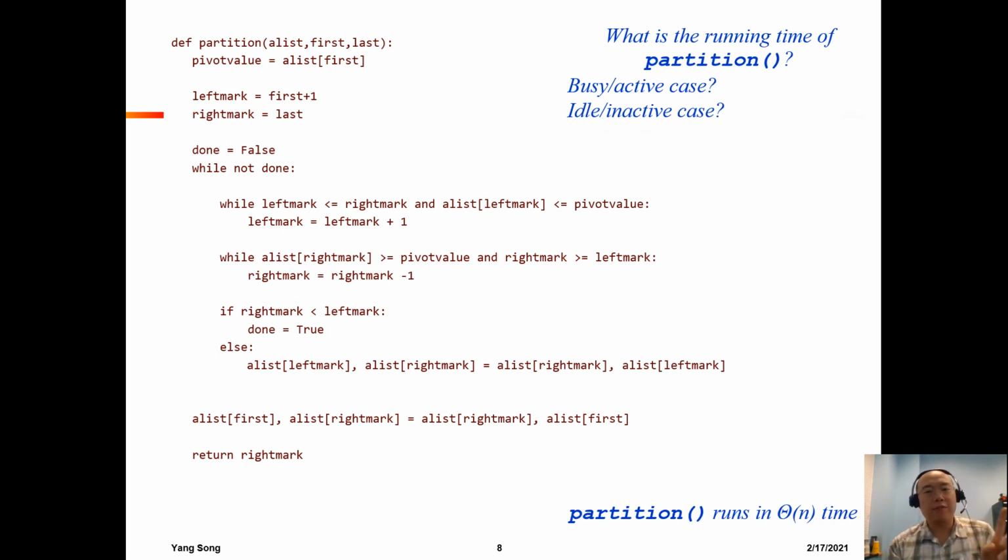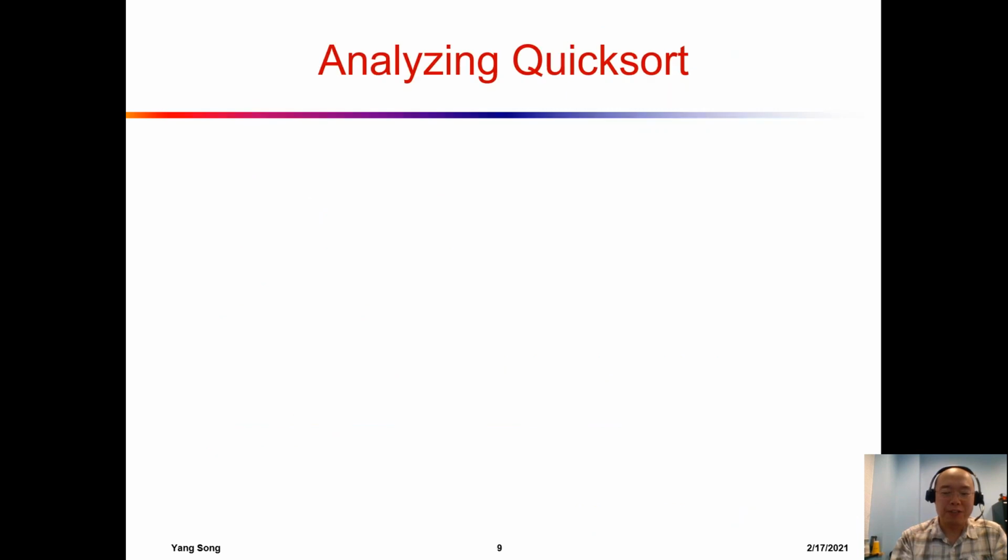It doesn't matter whether we do a lot of swappings or there's no swapping to be done at all. But remember, we only touch all the values once and only once, and that's enough. And so this partition is a linear algorithm. For the busy cases it could be 5n, and for the idle cases it could be 3n, but it doesn't matter. It is a linear time algorithm.